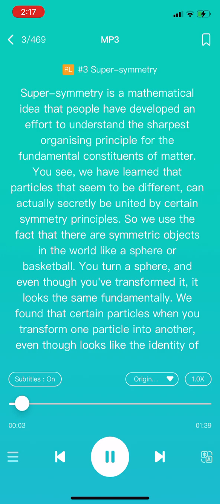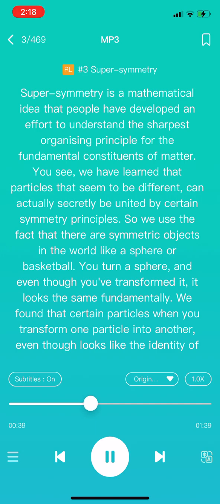Supersymmetry is a mathematical idea that people have developed in an effort to understand the sharpest organizing principle for the fundamental constituents of matter. You see, we have learned that particles that seem to be different can actually secretly be united by certain symmetry principles. So we're used to the fact that there are symmetric objects in the world like a sphere or a basketball. You turn a sphere, and even though you've transformed it, it looks the same, fundamentally.